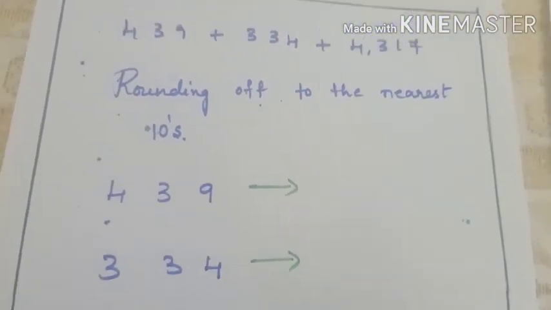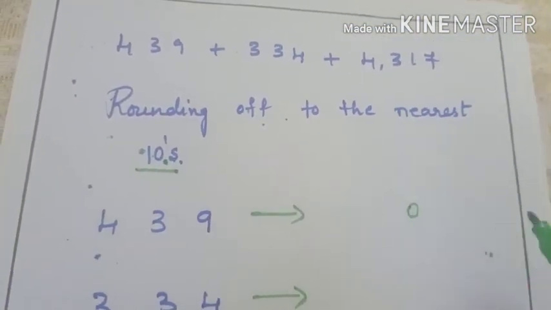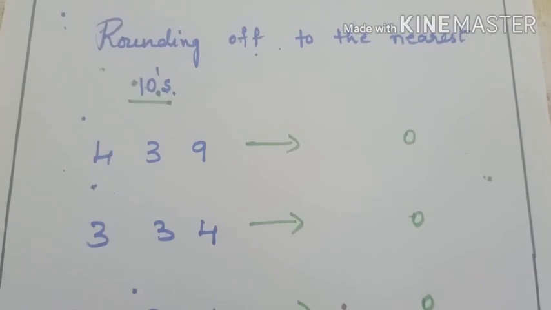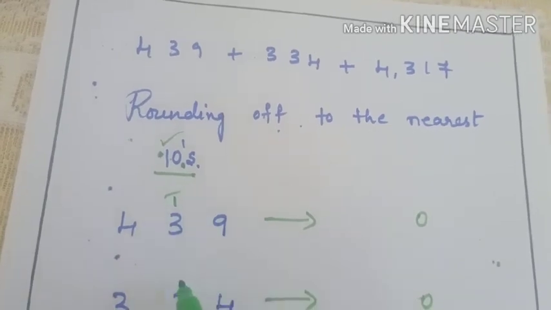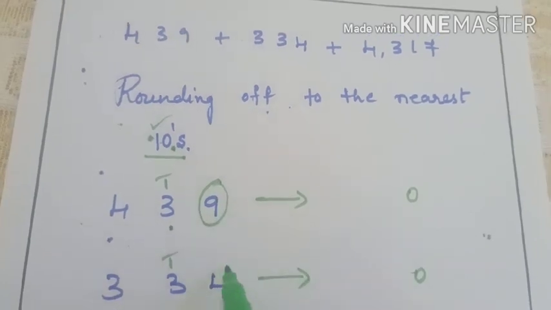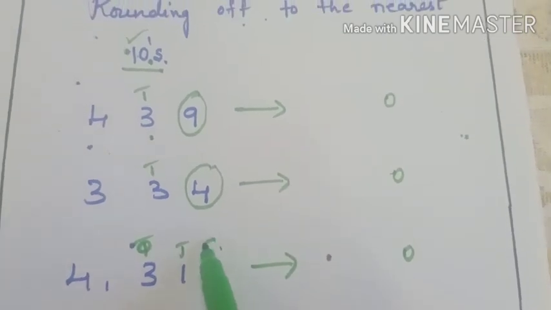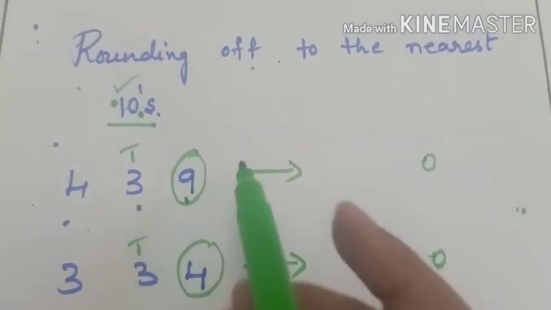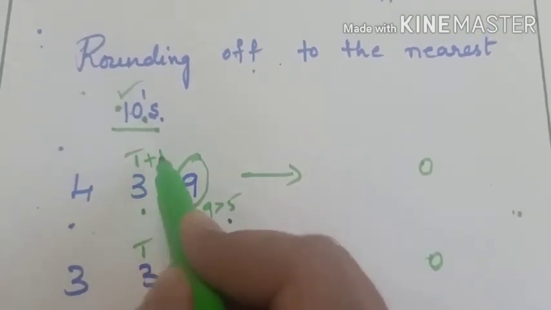Since we are rounding off to the nearest tens, tens means how many zeros? 1 zero, right? 1 zero. In all the numbers, the first one's digit will become 0. Next, we have to write the tens place. To write the tens place, you have to check the ones place now. So check the ones place, whether it is greater than 5 or less than 5. See, 9. 9 is greater than 5. If it is greater than 5, then add plus 1 to the tens place.